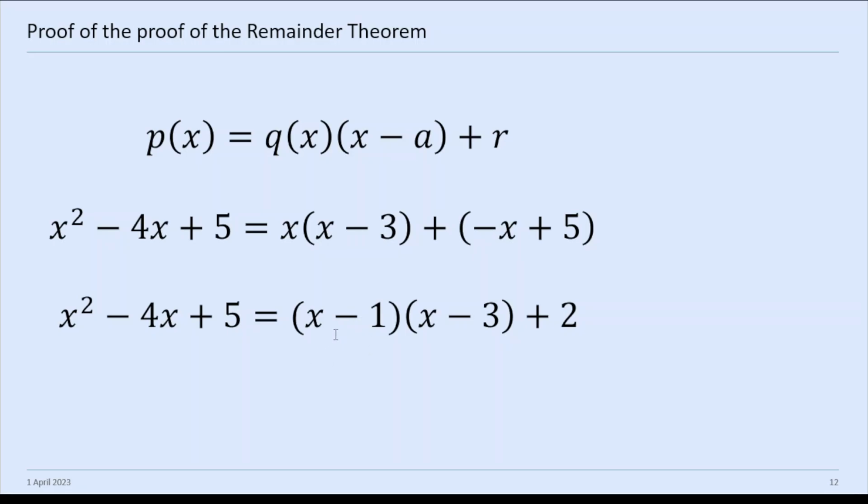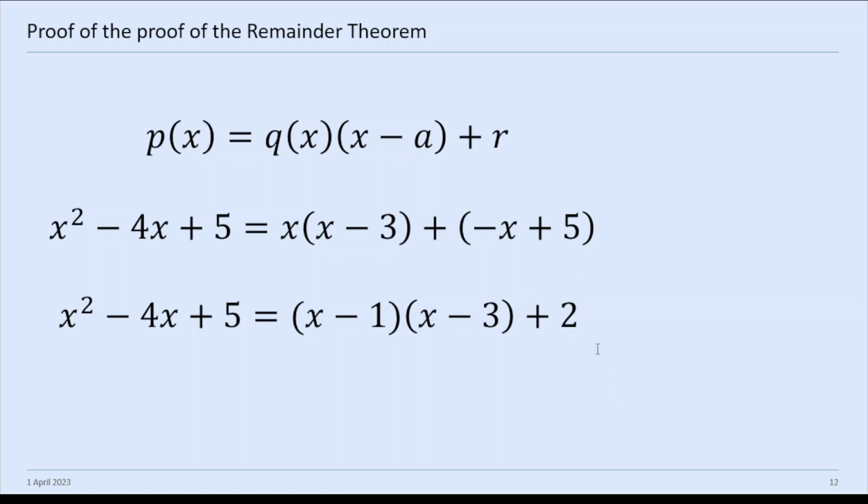So now we can write the right-hand side as x minus 1 times x minus 3, because we took off those x minus 3's. Actually, we're taking off another minus 1 lots of x minus 3, and so we're left with plus 2 on the right-hand side. So x squared minus 4x plus 5 equals x minus 1 times x minus 3, plus 2. In this case, x minus 1 is the q, x minus 3 is playing the role of x minus a, and plus 2 is the constant remainder.